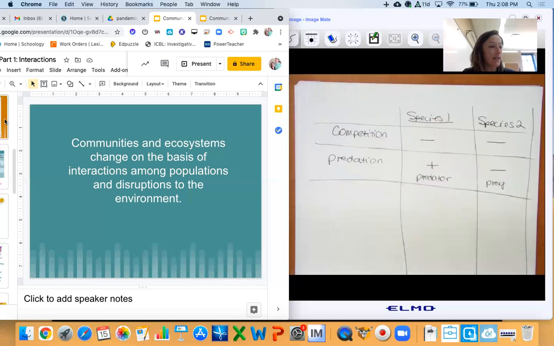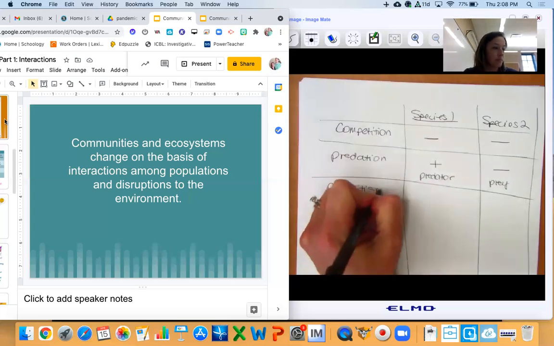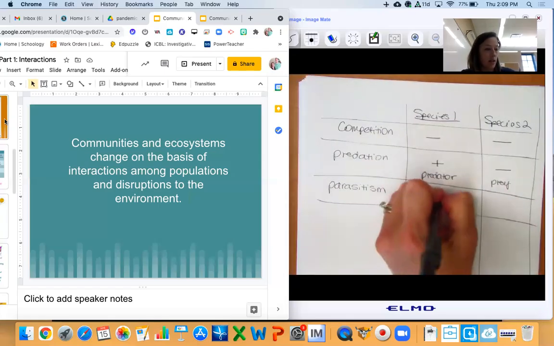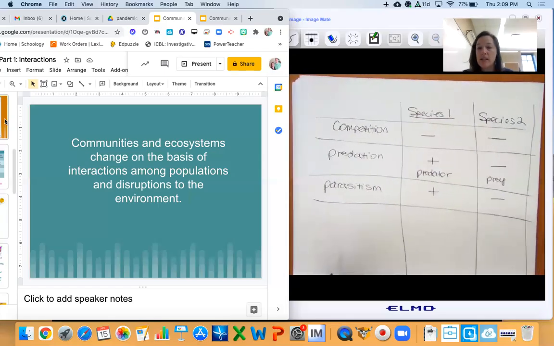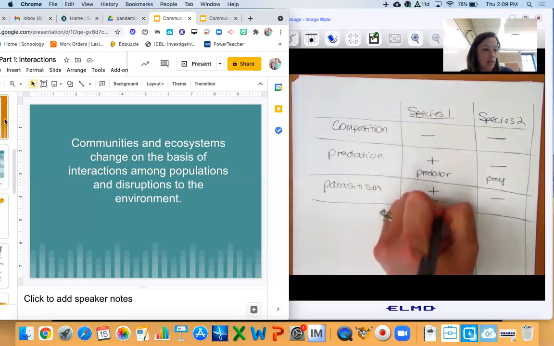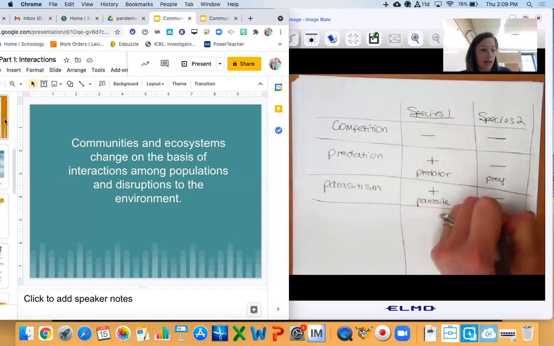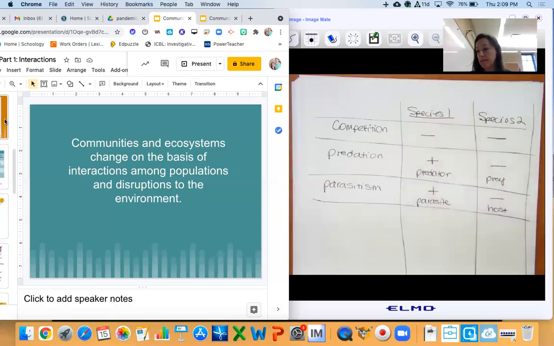I can explain parasitism and its effect on each species. So parasitism is where one organism gets nourishment from another. And so it is going to be a plus minus situation again. And so the parasite is positive because they're getting nourishment and they're happy. And the host is negative because it's losing that nourishment.